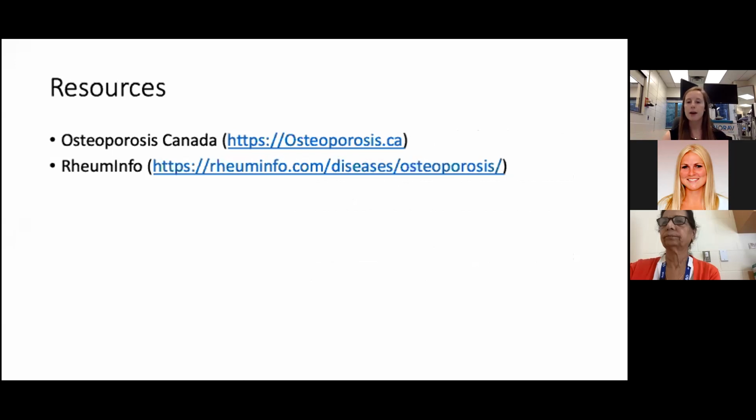Additionally, Room Info has some very good summary information about bone density scans, as well as osteoporosis and treatment options.